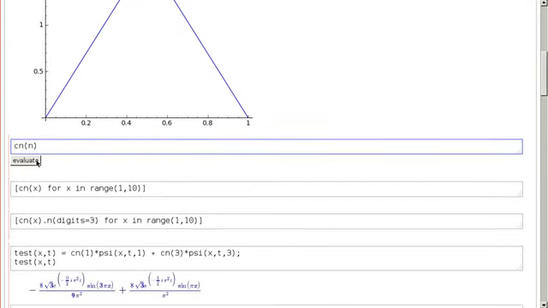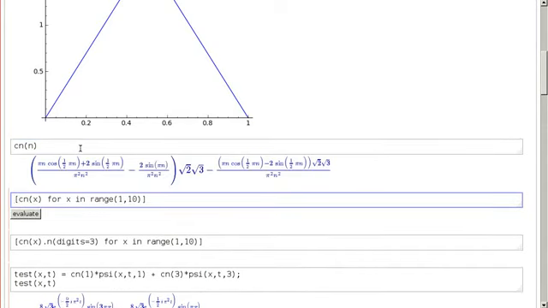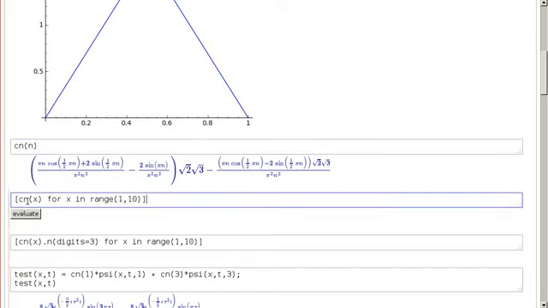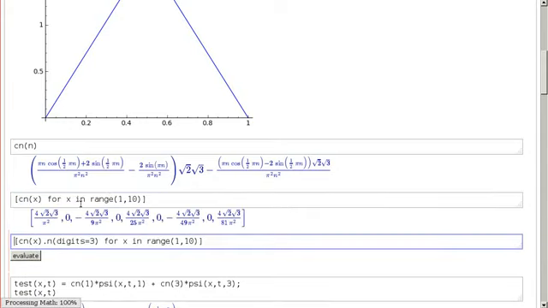If I scroll down a little bit, we can evaluate c of n. This is what you would get if you plugged into that integral that I just wrote on the last slide. You can make a list evaluating c of n for n going from 1 to 10, and this is what you get. You get these sorts of expressions.